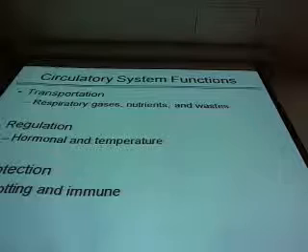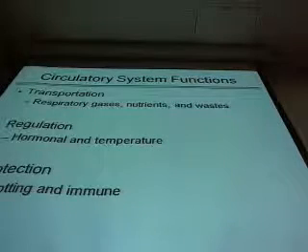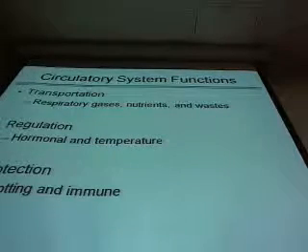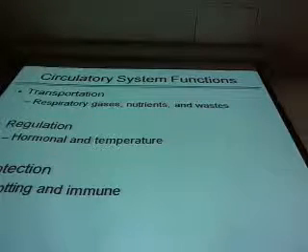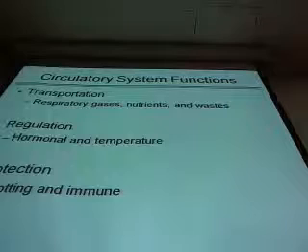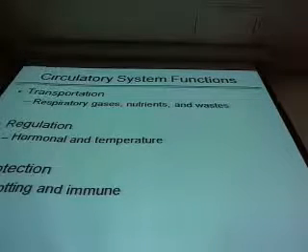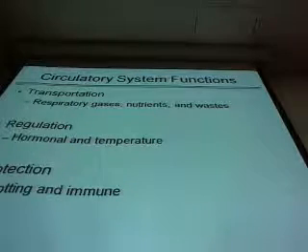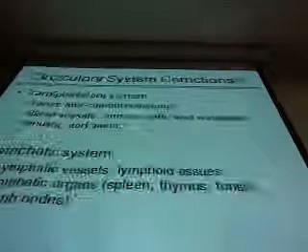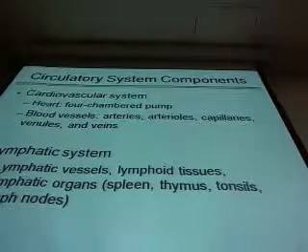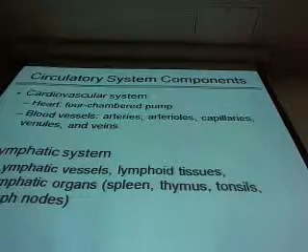Immune, it carries globulins. It carries alpha globulin, beta globulin, gamma globulin to fight disease. Some are produced by the liver, some are produced by the white cells. Your gamma globulins are produced by your white blood cells.